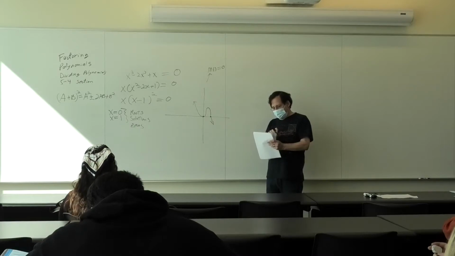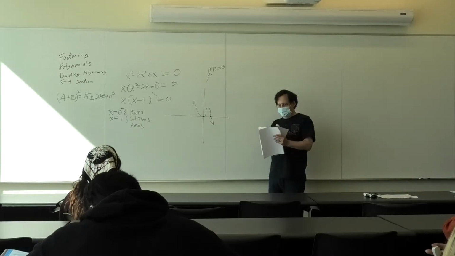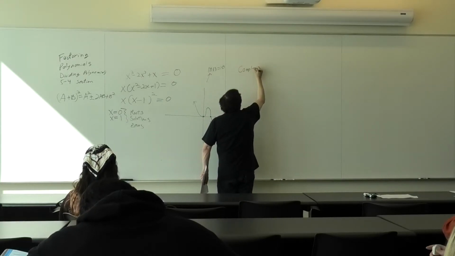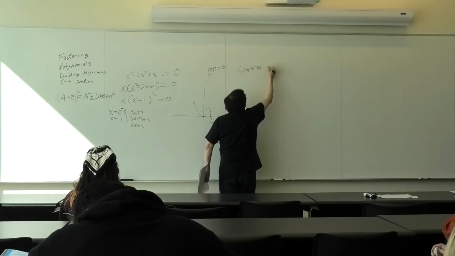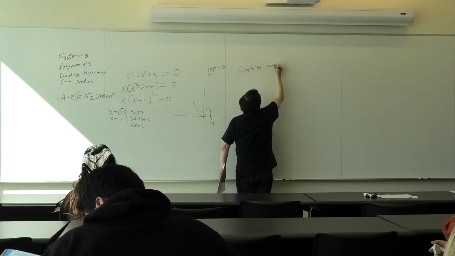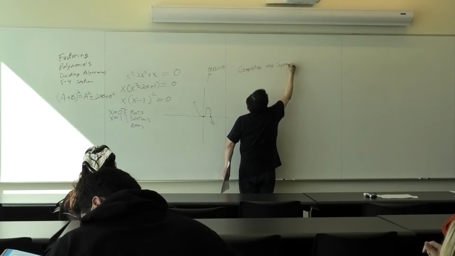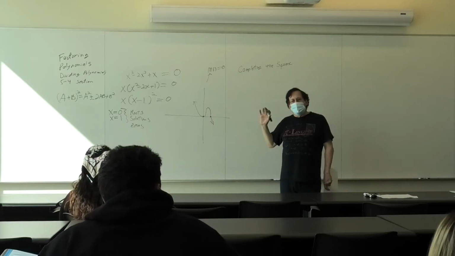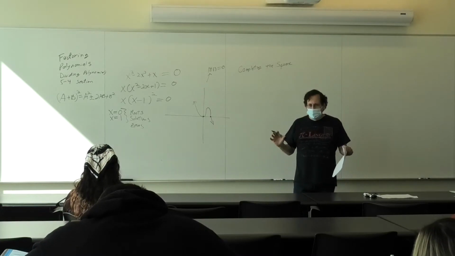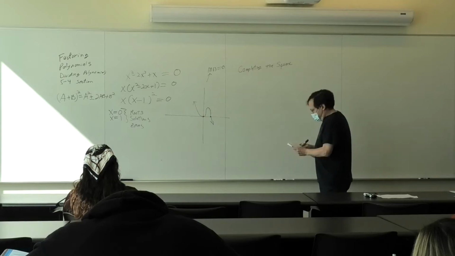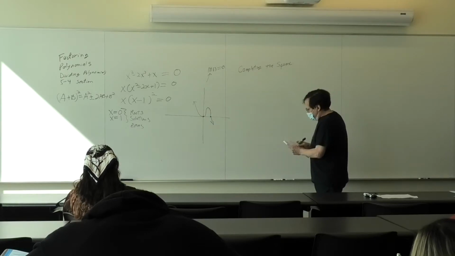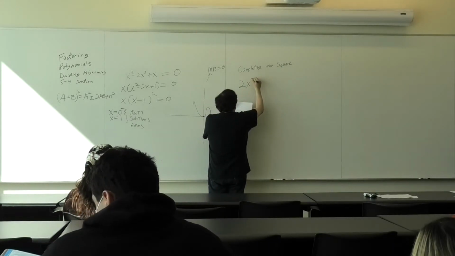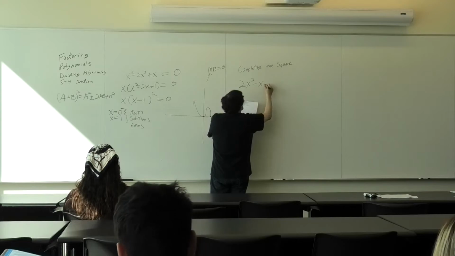Gosh, I can't remember the name of it. It's called, I couldn't think of the word, completing the square. Has anyone run into completing the square before? Anybody? Okay. It's kind of, for algebra, an advanced topic. But I'll give you an example here. And I'm going to show you why it's called completing the square.